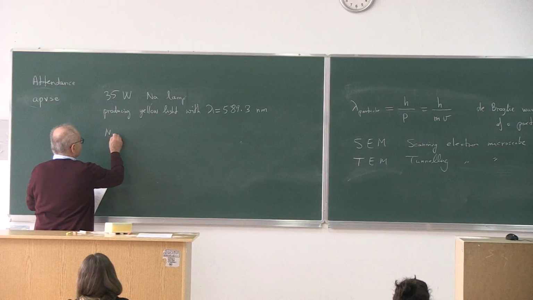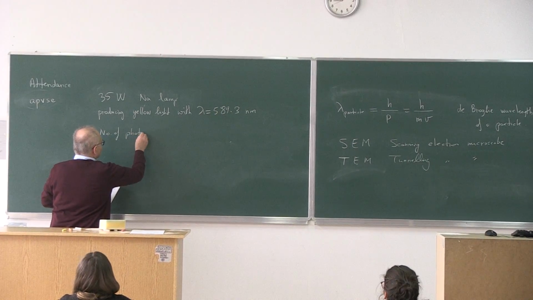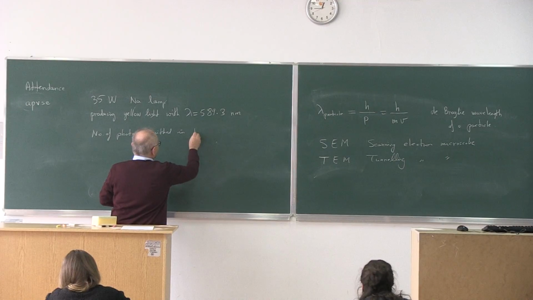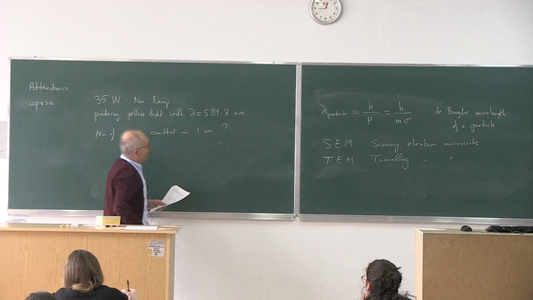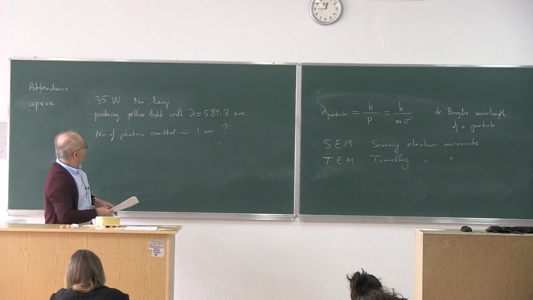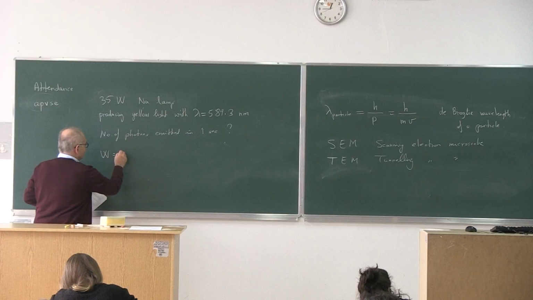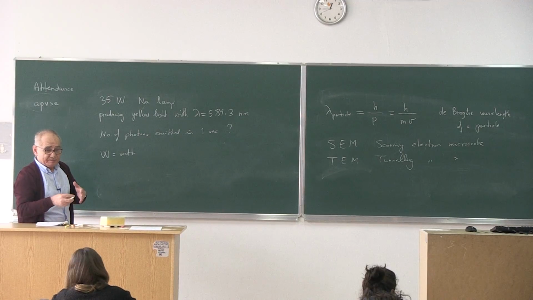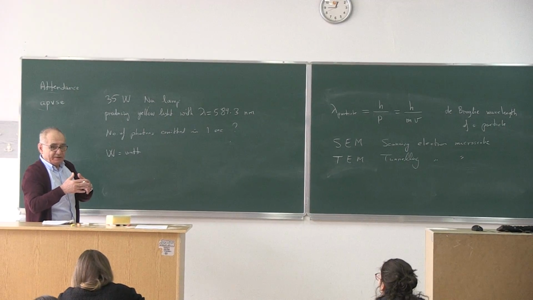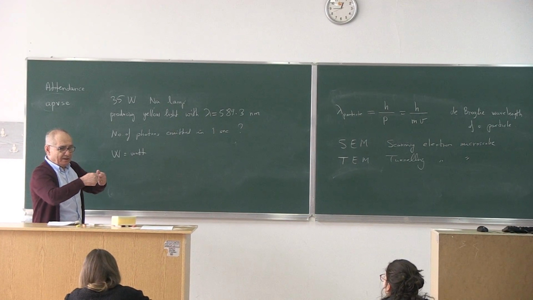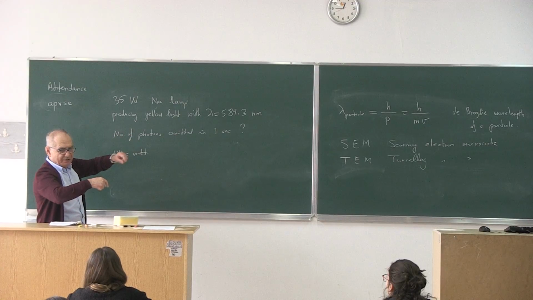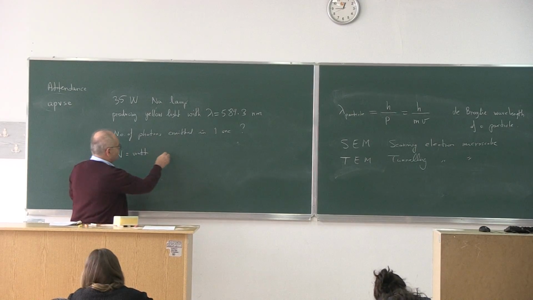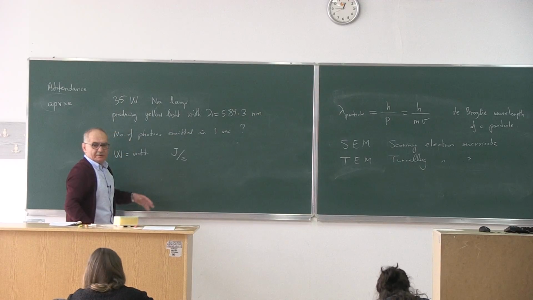The question is, number of photons emitted in 1 second. All right. Now, watt is a power unit. It indicates the total energy emitted by the source. The source in this case is a sodium lamp, in all directions, the total, and in 1 second. So its unit is joule per second.